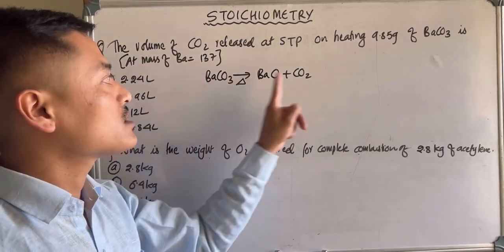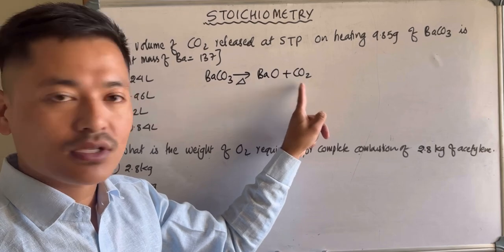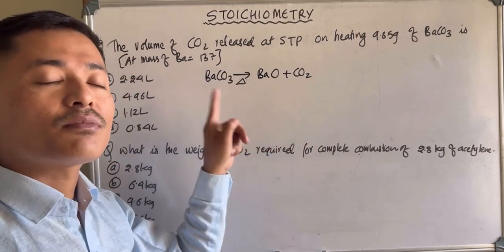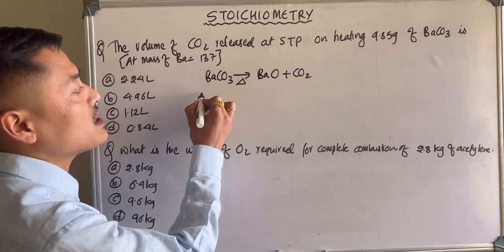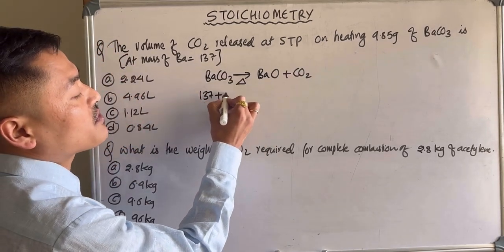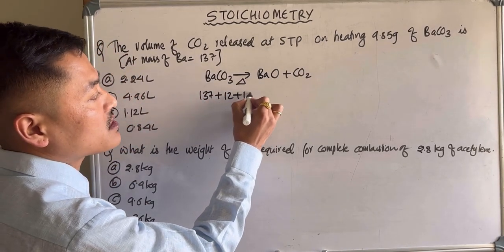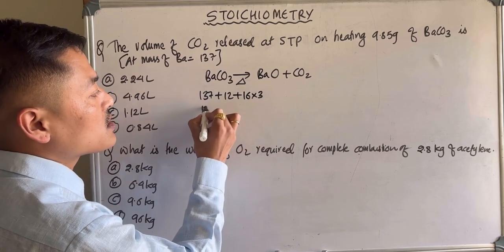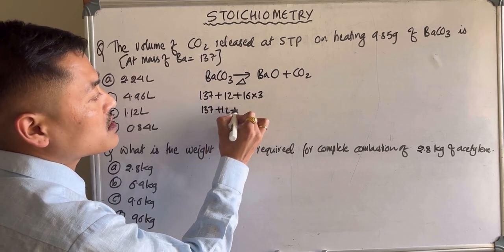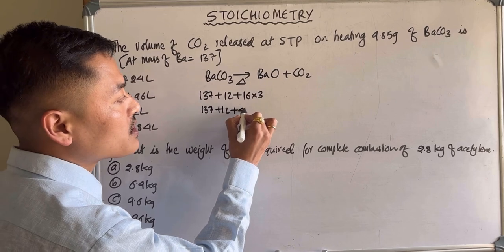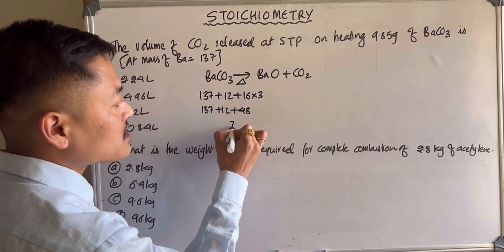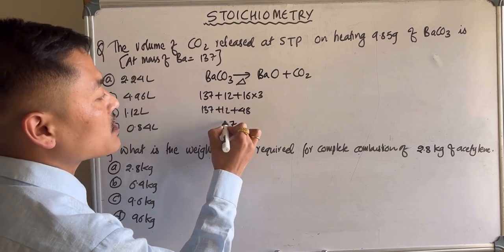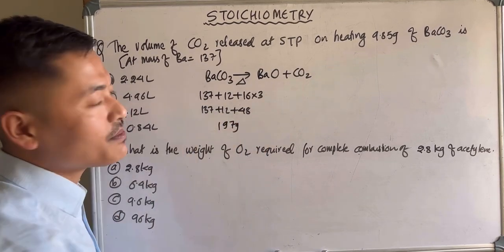That is why mass should be compared with the volume of carbon dioxide. That is why for BaCO3 you must be calculating its molar mass. So let's do it. 137 plus, for carbon it is 12, for oxygen it is 16 into 3, which is 48. So 137 plus 12 plus 48 is 197 gram.